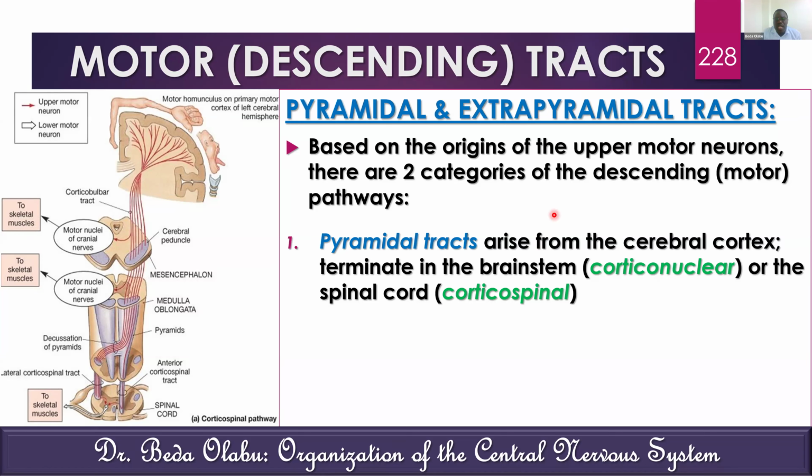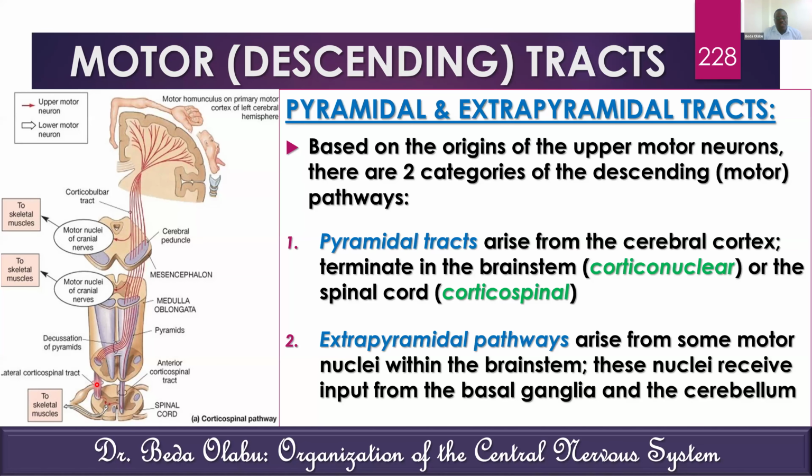So the pyramidal tracts that arise from the cerebral cortex and terminate in the brainstem constitute the corticonuclear pathways, and the pyramidal fibers that arise from the cerebral cortex and reach the spinal cord so that they can synapse with spinal nerves, therefore constitute the corticospinal tracts. So pyramidal pathways are of two varieties: corticonuclear, which may be called corticobulbar, and the corticospinal pathway.